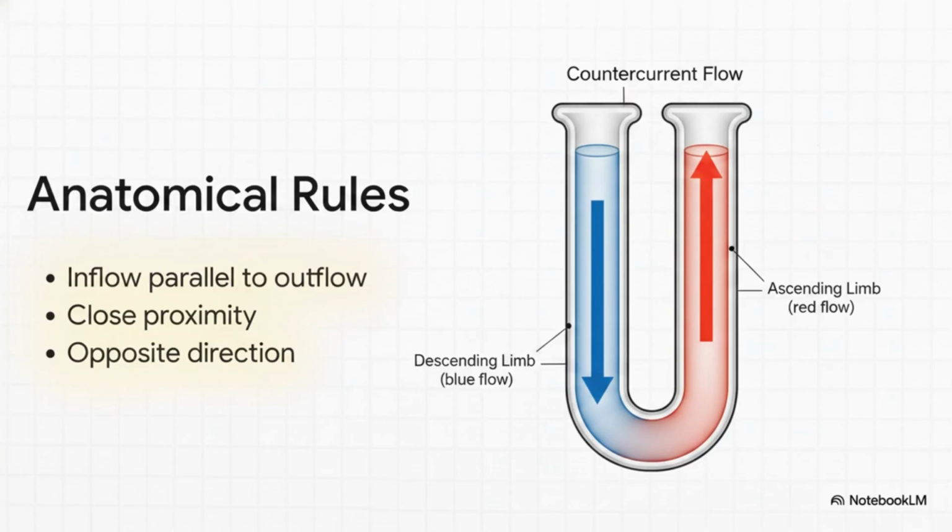Second, it has to be in very close anatomical proximity. And third, the inflow runs in the opposite direction to the outflow, which of course is where we get the term countercurrent. Keep in mind that this precise anti-parallel flow applies to both the loop of Henle and the vasa recta. The physics of it simply won't work without this exact anatomical setup.